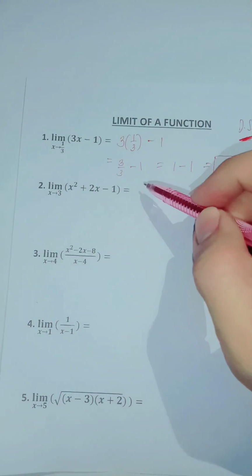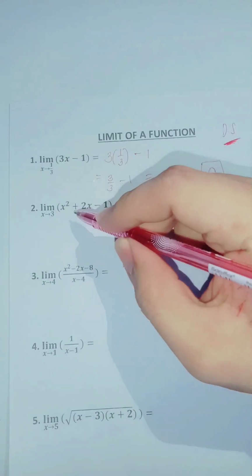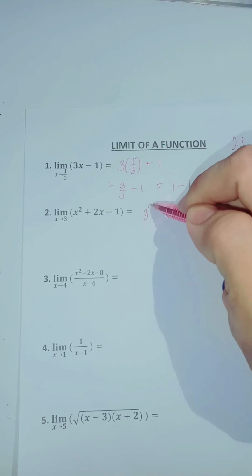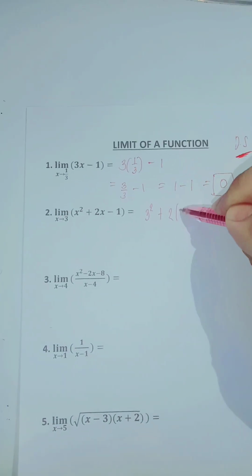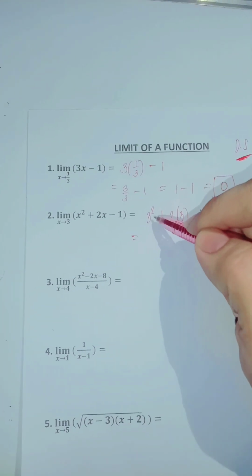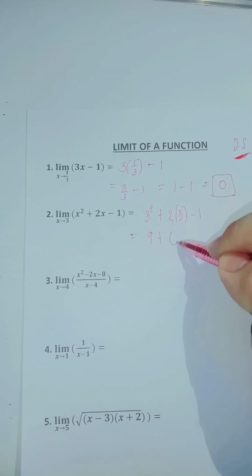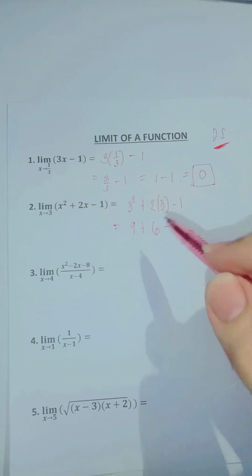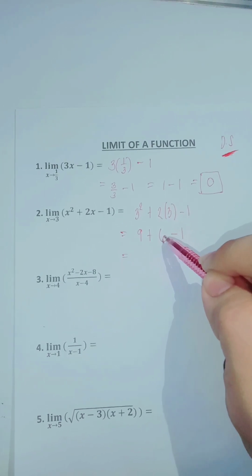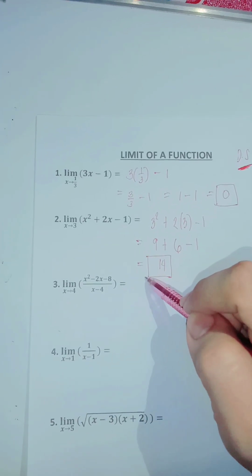How about example number 2? Ganun pa rin yung step. Lahat ng x magiging 3 naman siya because our x approaches to positive 3. So yung function natin magiging 3 squared plus 2 times 3 minus 1. And then follow the PEMDAS rule. Meron tayong exponent. 3 squared is equal to 9. 2 times 3 is equal to 6, copy 1. So, addition tayo, followed by subtraction. 9 plus 6 is 15, minus 1, that is 14. Hence, the limit of the function is equal to 14.